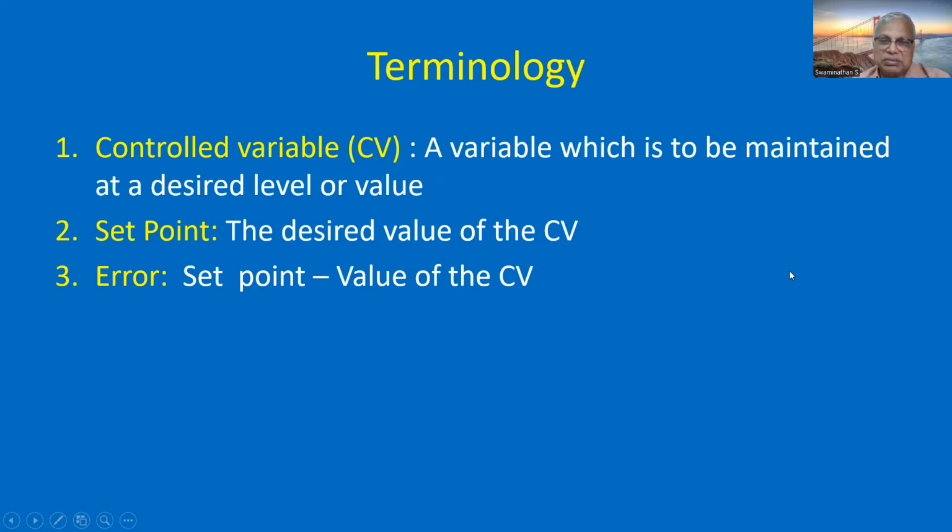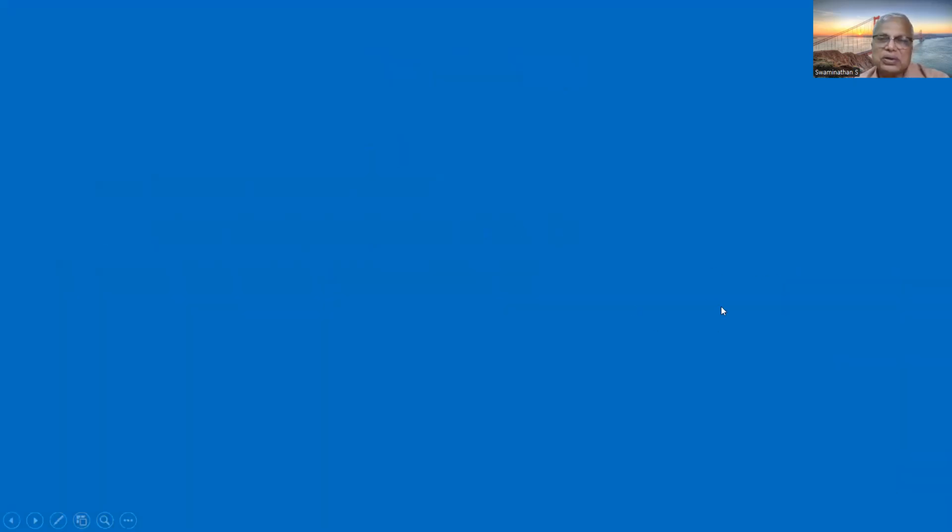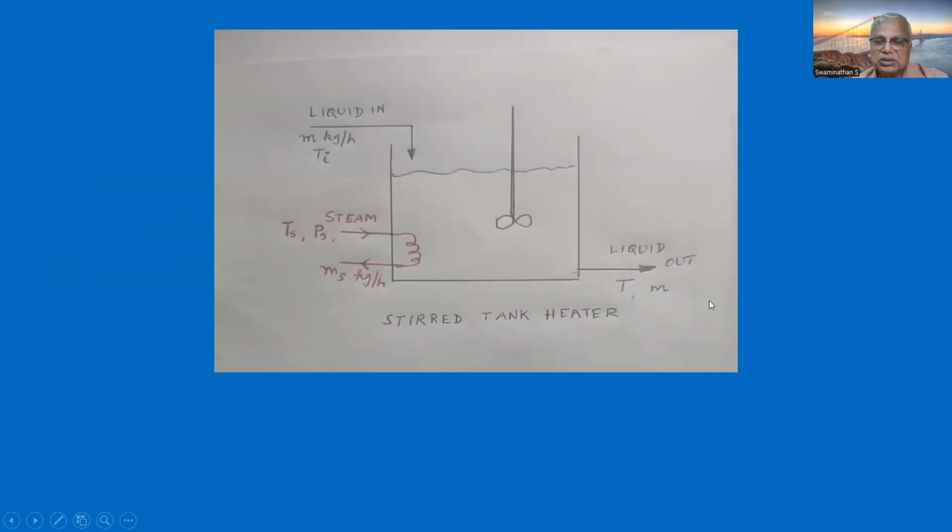So let us see some examples. This is an example of a process wherein a liquid is continuously heated from one particular temperature to another particular temperature. So the aim is to heat a liquid of known flow rate m kg per hour from temperature Ti to T.